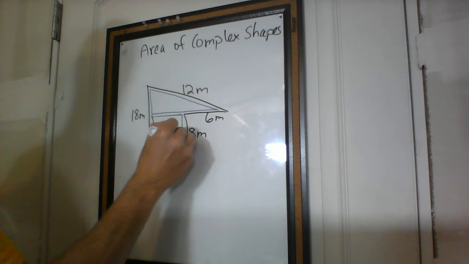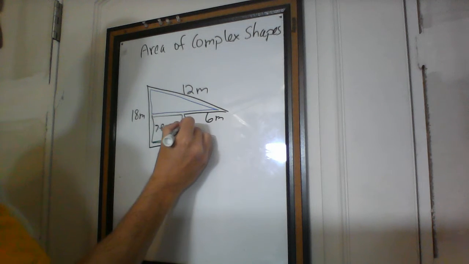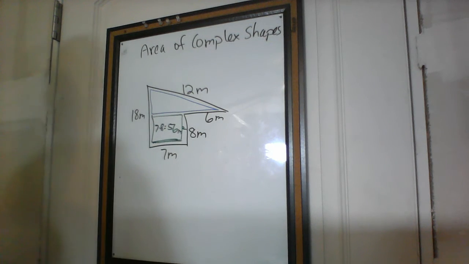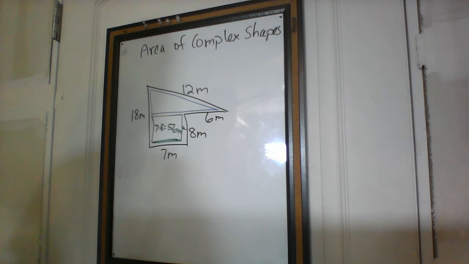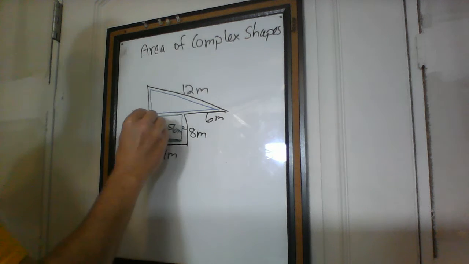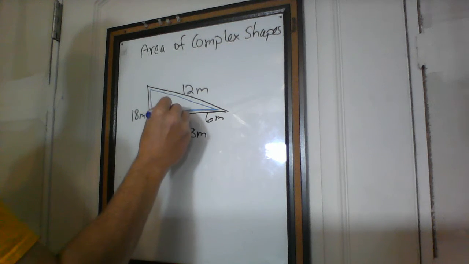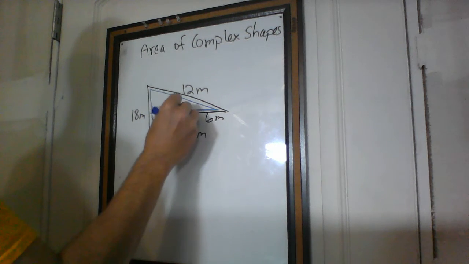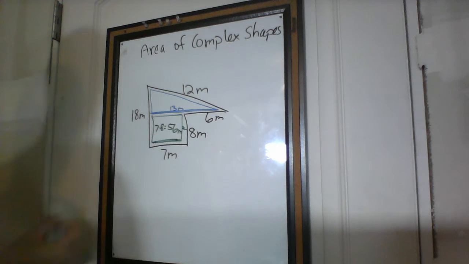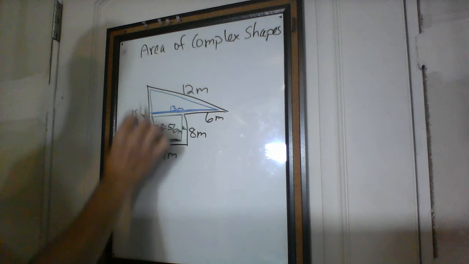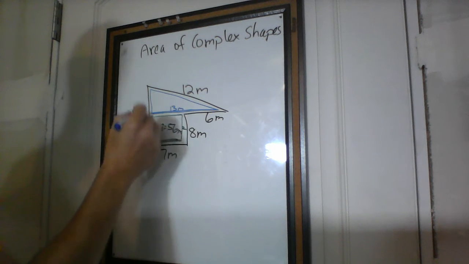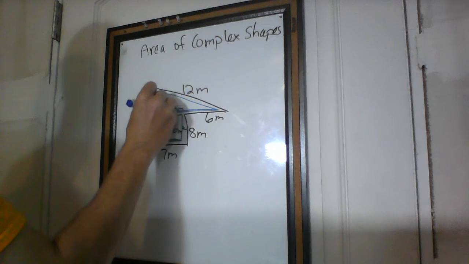So we have 56 meters square. Now we got to figure out for this triangle. What's it going to be? What is the base? If you said 7 plus 6 is 13 meters, you are correct. And then for the height, well, we've already used 8. We have a total of 18. That is going to be 10 meters.